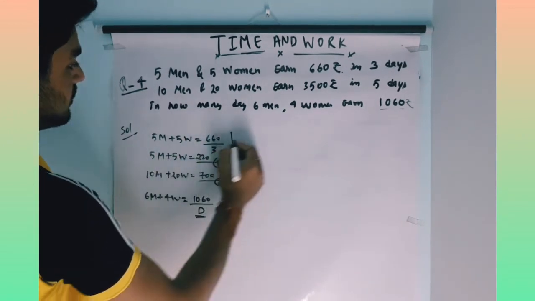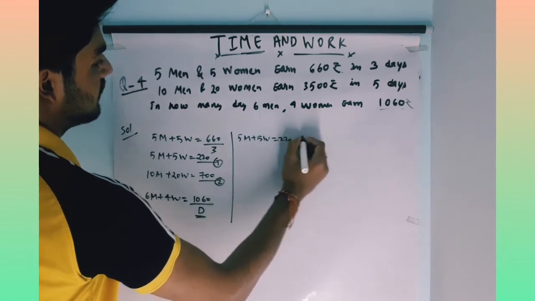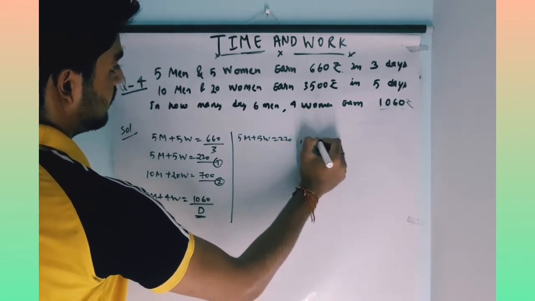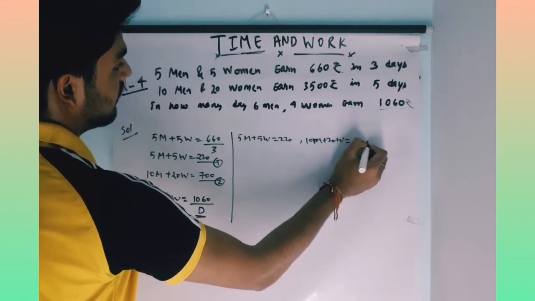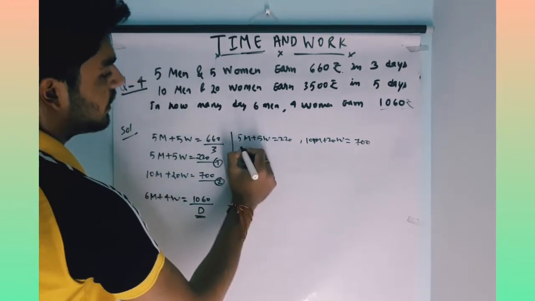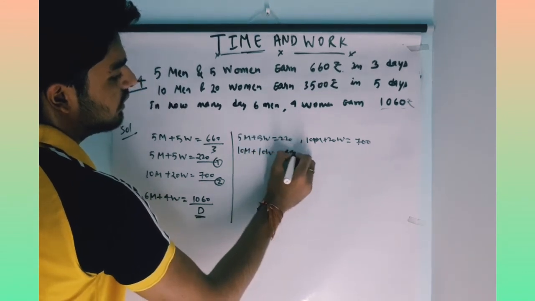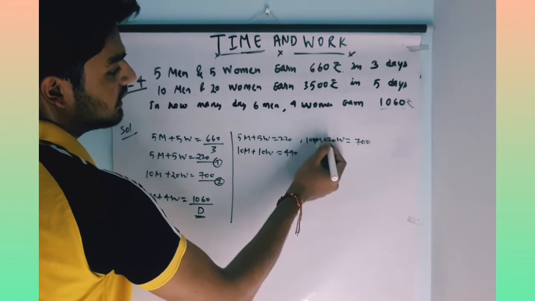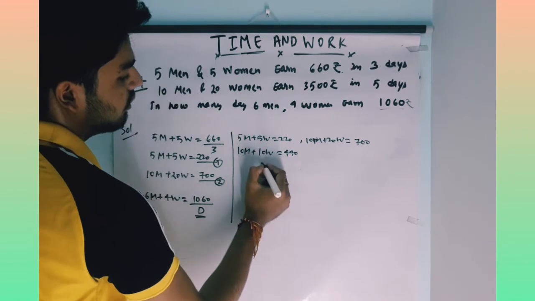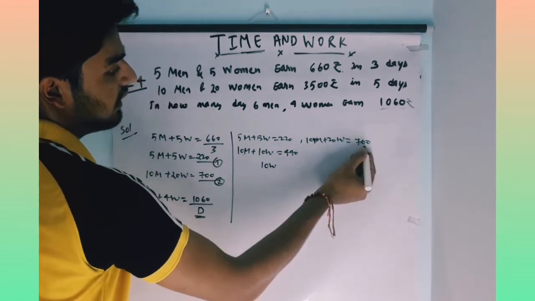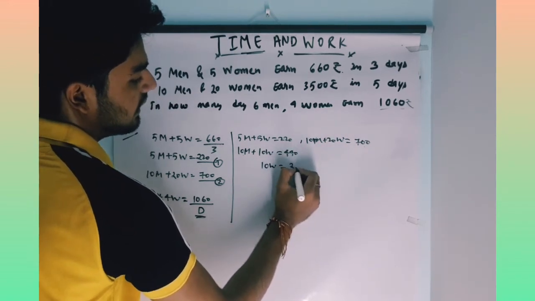Now on solving the equation, we can write 10 men plus 20 women is equal to 700. Now multiply equation 1 by 2. We get 10 men plus 10 women is equal to 440 rupees. Now subtract this from the other equation. So 10 men and 10 men cancel each other, and 20 women minus 10 women, we get 10 women. 700 minus 440, we get 260.